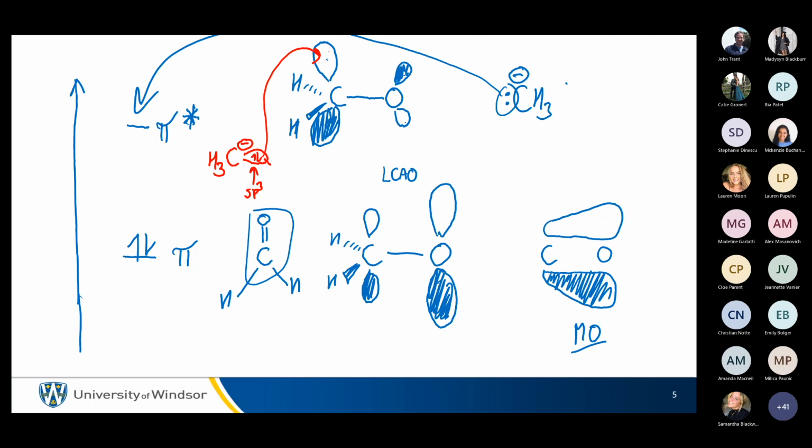I arbitrarily drew that as an unfilled orbital. Okay, let's just think about this for just a moment.